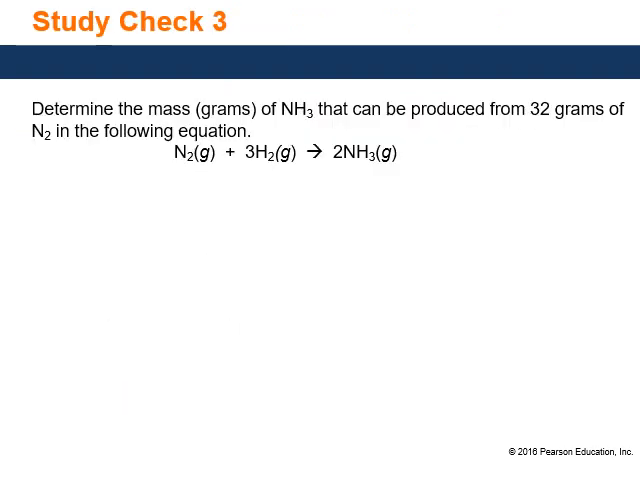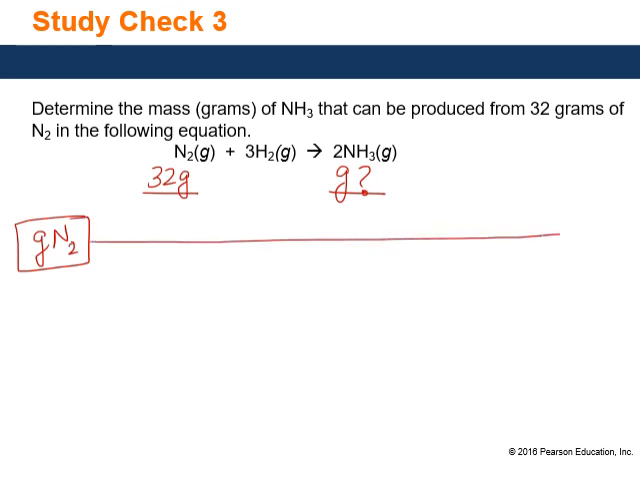Okay, let's move on and try one more example of a similar pattern. Determine the mass in grams of ammonia that can be produced from 32 grams of nitrogen. The question says you have 32 grams of nitrogen and it's asking how many grams of ammonia you can make. Again, if I want to go from substance to second substance, I need mole to mole. So let's write down what's given to me: grams of nitrogen. The question wants me to find grams of ammonia.